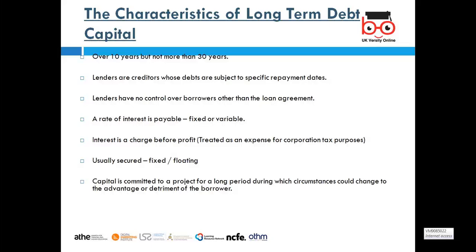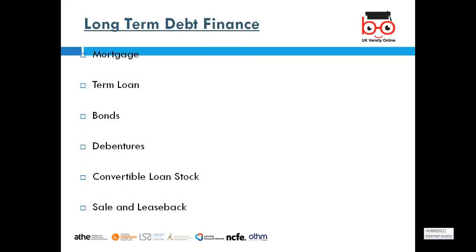All right. Okay, then we have capital, and this is long-term debt, 10 years or more. We can have a mortgage, term loan, bond. What is meant by bond?